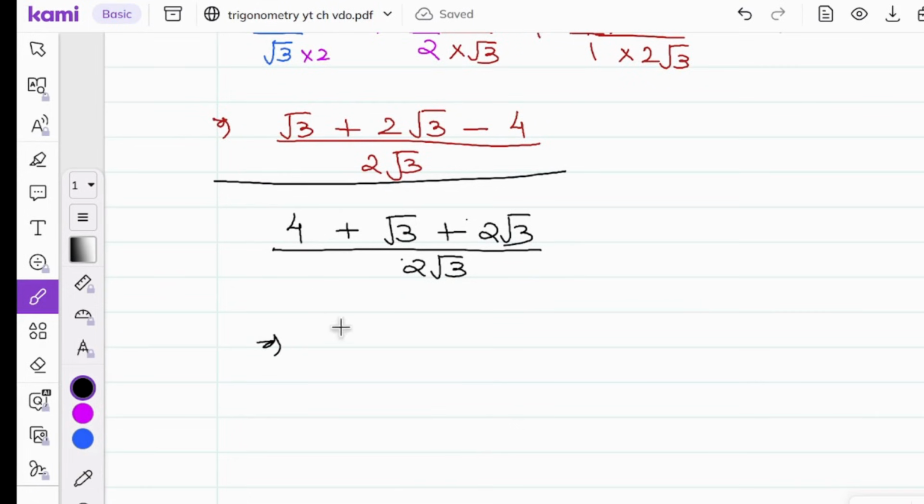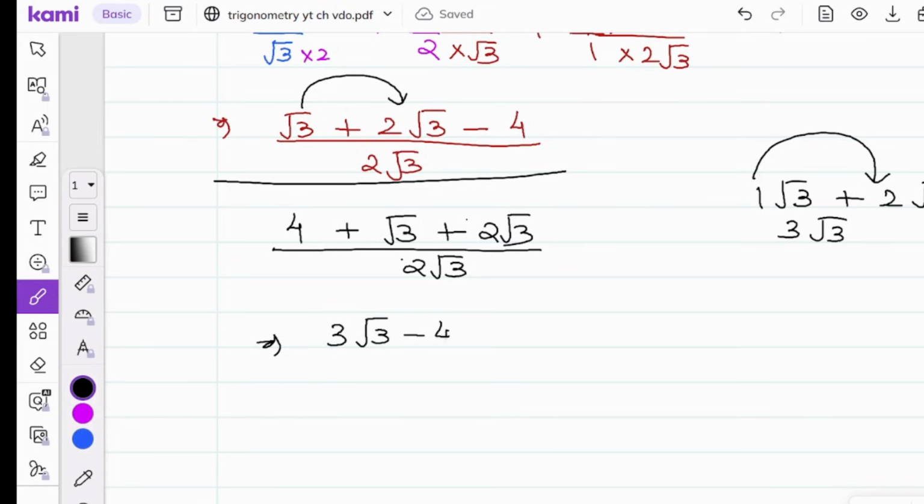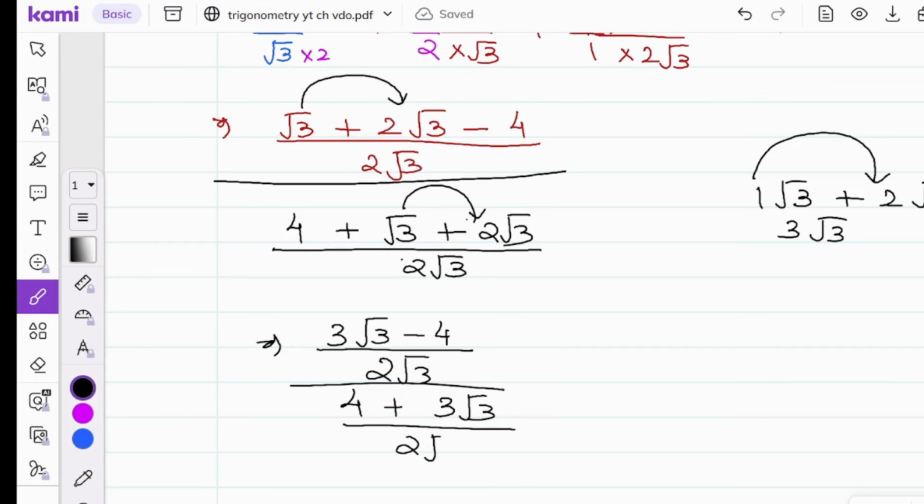So, what can I write here? Which is equal to, what is root 3 plus 2 root 3? Root 3 plus 2 root 3 equal to 3 root 3. That is 1 root 3 plus 2 root 3 means I need to add 1 plus 2, which is 3, so 3 root 3. I will get here 3 root 3 minus 4 divided by 2 root 3, the whole divided by, here again root 3 plus 2 root 3 means it is 3 root 3, 4 plus 3 root 3 whole divided by 2 root 3, right?